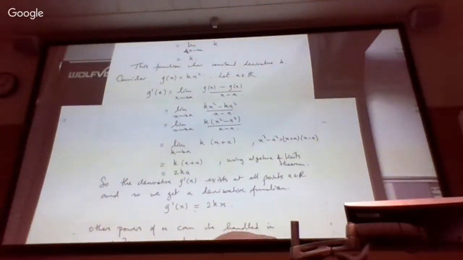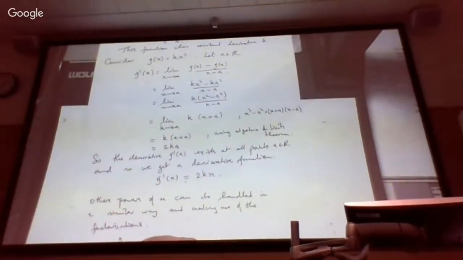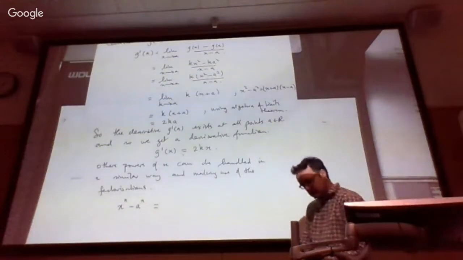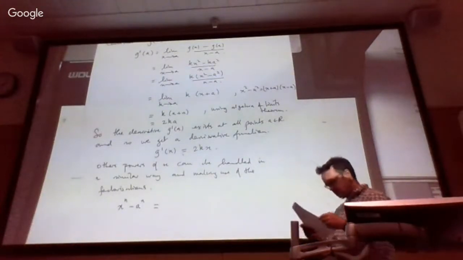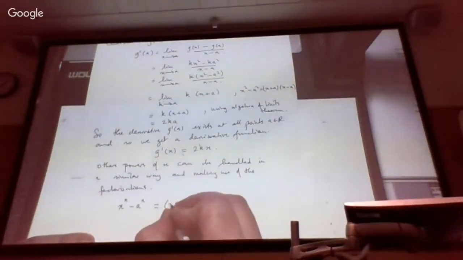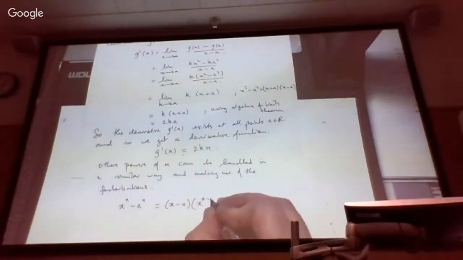And making use of the factorizations. So what is x to the n minus a to the n? We can always factorize that at least in one step. We can always extract the factor x minus a out of that. The factor that's left behind is this quantity here.